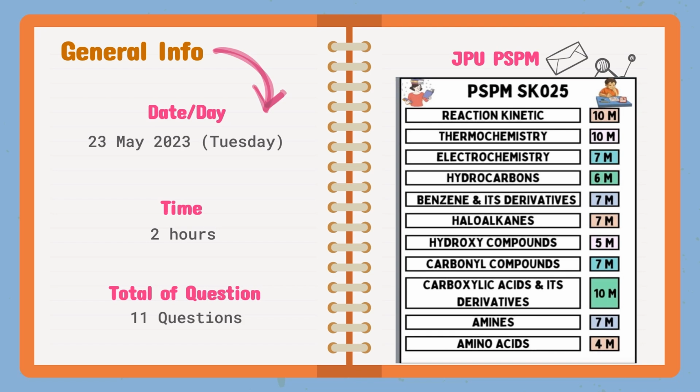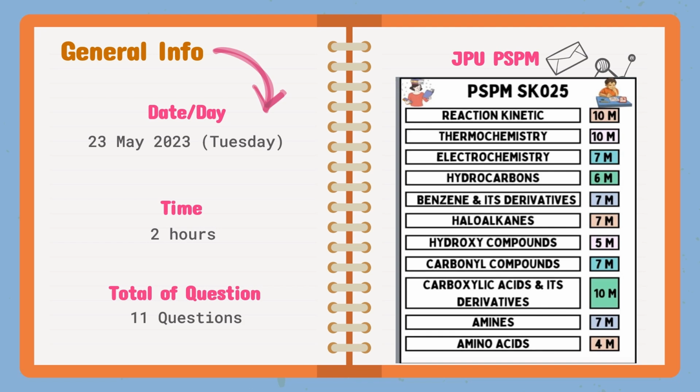There are 11 chapters that are tested: reaction kinetics, thermochemistry, electrochemistry, hydrocarbon, benzene, haloalkane, hydroxy, carbonyl, carboxylic acid, amine, and amino acid. 10 marks will be given to reaction kinetics, 10 to thermochemistry, 7 marks for electrochemistry, 6 marks for hydrocarbon, benzene 7 marks, haloalkane 7 marks, hydroxy 5 marks, carbonyl 7 marks, carboxylic acid 10 marks, amine 7 marks, while amino acid is only 4 marks.